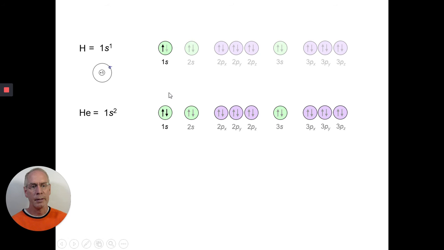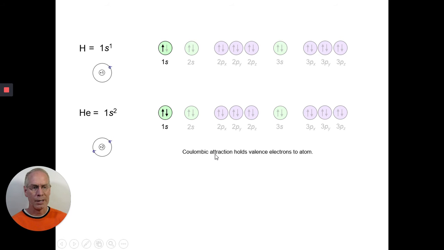Here's our helium, 1s2, and if you were to draw that out in the Bohr model, it would have 2 protons in the nucleus, and in the first energy level, the first ring, orbit, it would have 2 electrons. One would go here, and the other one, I think, would have to go on the opposite side because electrons repel each other.